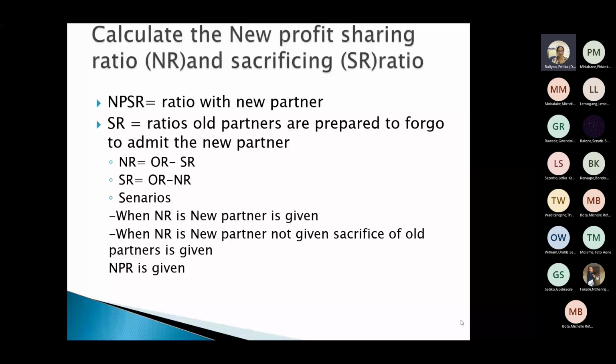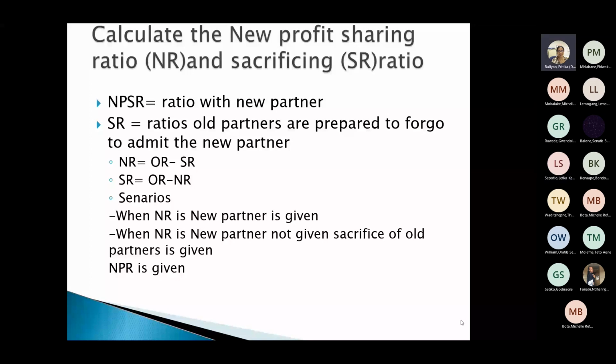Suppose I'm in the partnership and I was getting 1000 pula as my proportion of the profit. After admitting a new partner, my profit becomes 900. So from 1000 it is reduced to 900. How much did I sacrifice? 100 pula, right? The old proportion minus the new proportion. Are we together? Yes, ma'am.